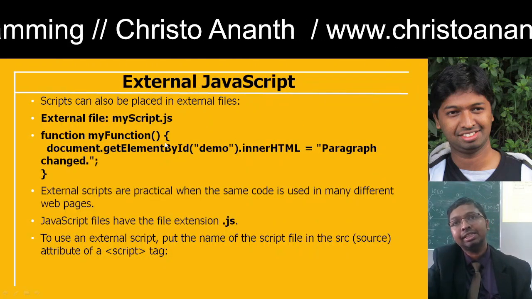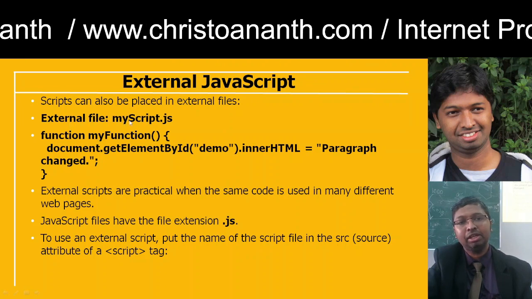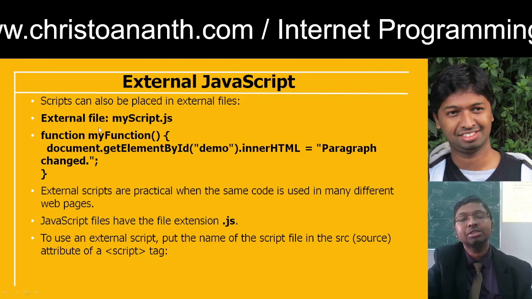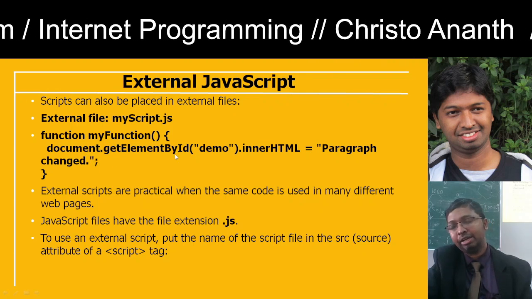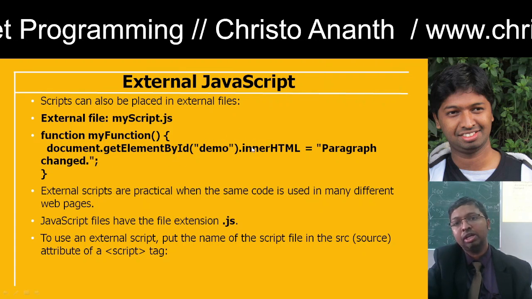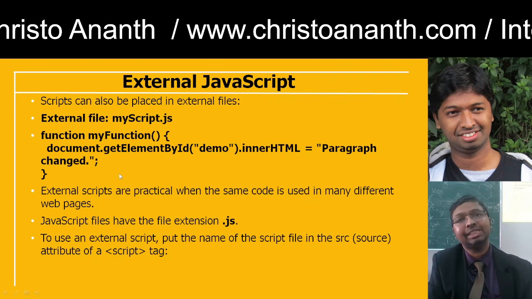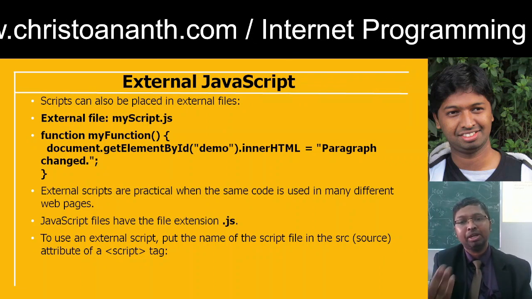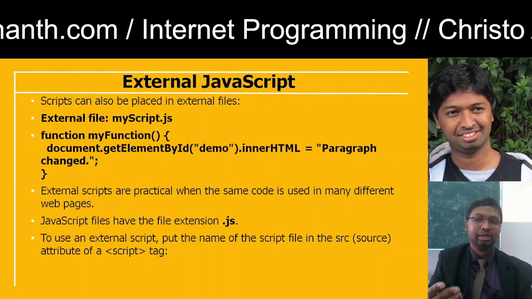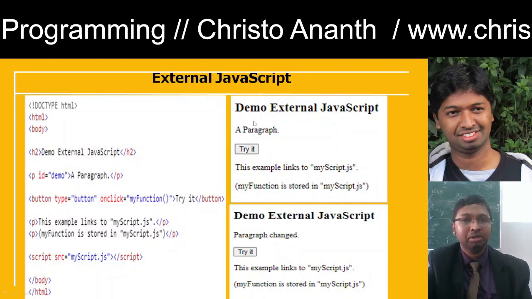And you can have external JavaScript also. So you will have external files. So external file myscript.js, that is JavaScript. Function myFunction, document.getElementById, the demo, innerHTML, you will have "paragraph changed". So you can also have external scripts, with a .js extension. So maybe you can have the name of the script file in the source attribute of the script tag also. Okay, so that is what you are going to see.